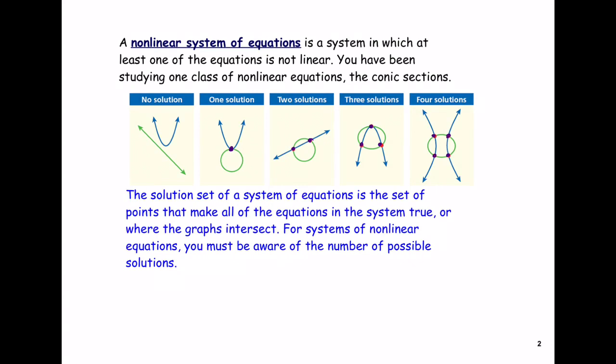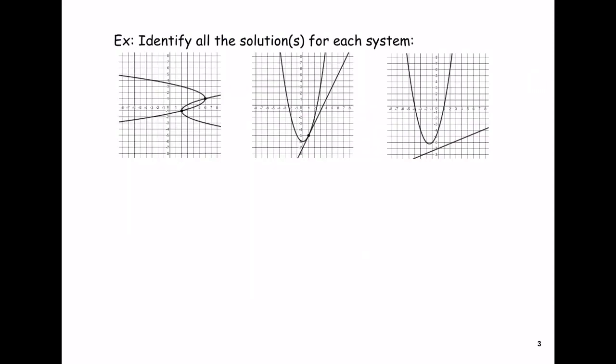The solution set of a system of equations is the set of points that make all of the equations in the system true, or where their graphs intersect. For systems of nonlinear equations, you must be aware of the number of possible solutions. Looking at the first example, it says identify all the solutions for each system.